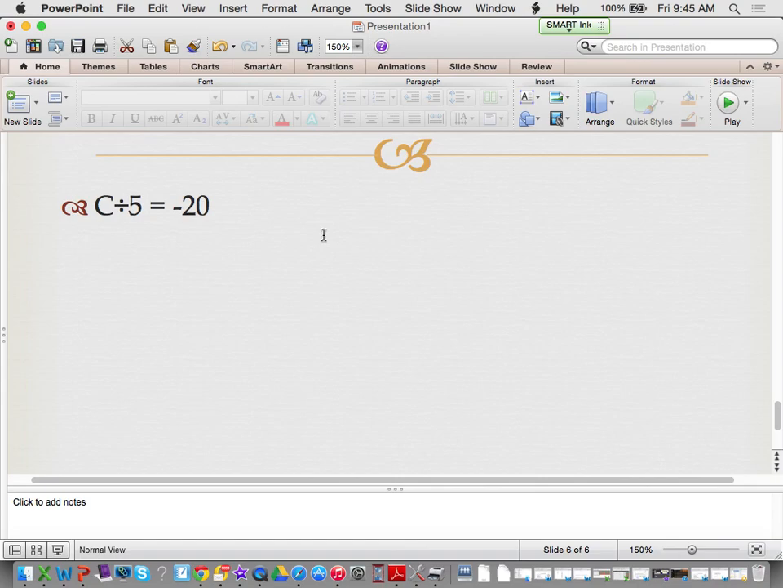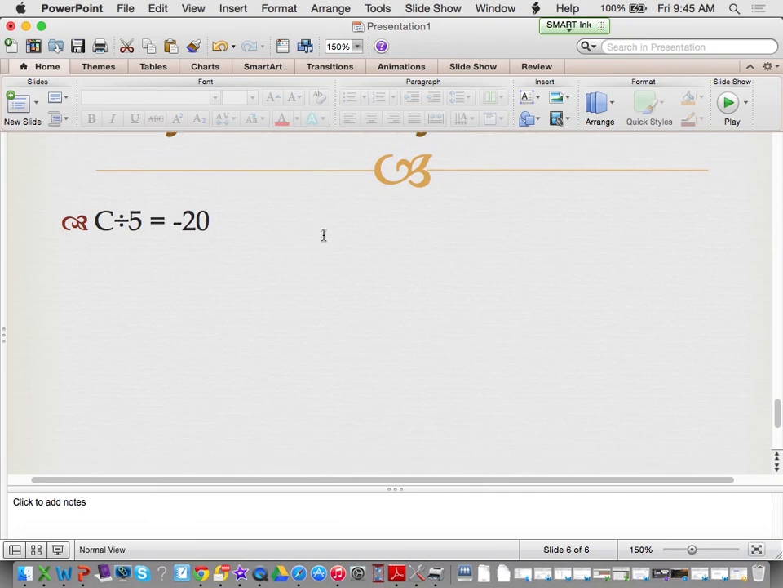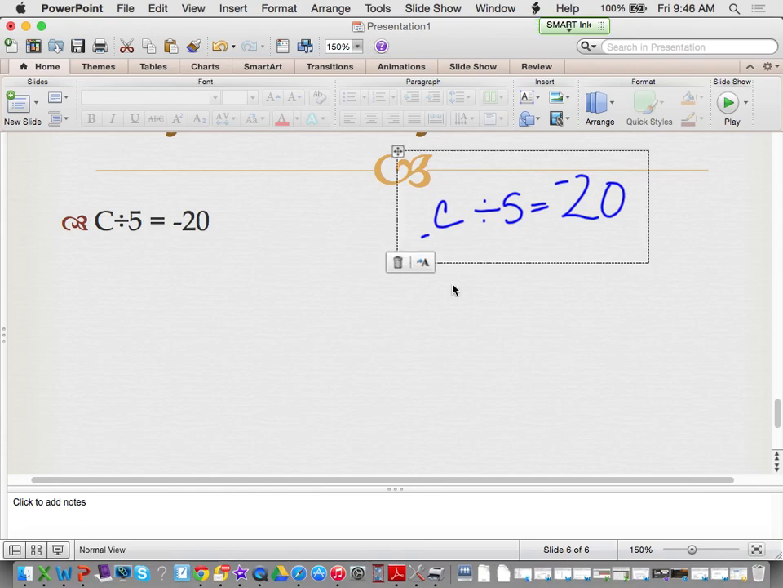All right, so why don't you try one on your own now? Give this a pause, try it. c divided by 5 equals -20. So how are you going to get rid of a divided by 5? All right, hopefully you have an answer down here. c divided by 5 equals -20.